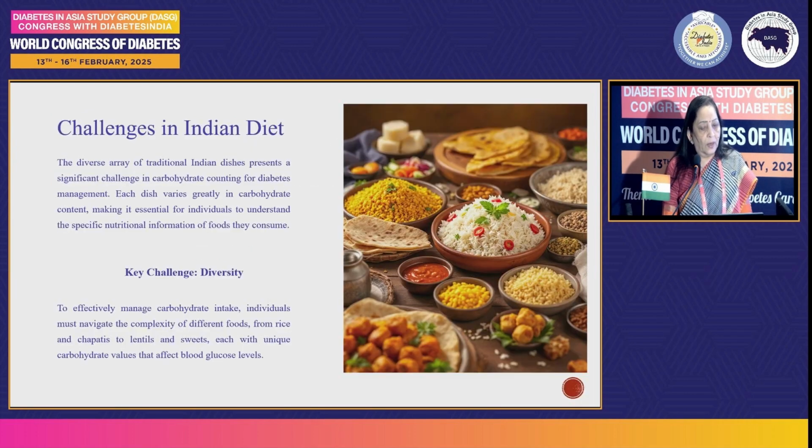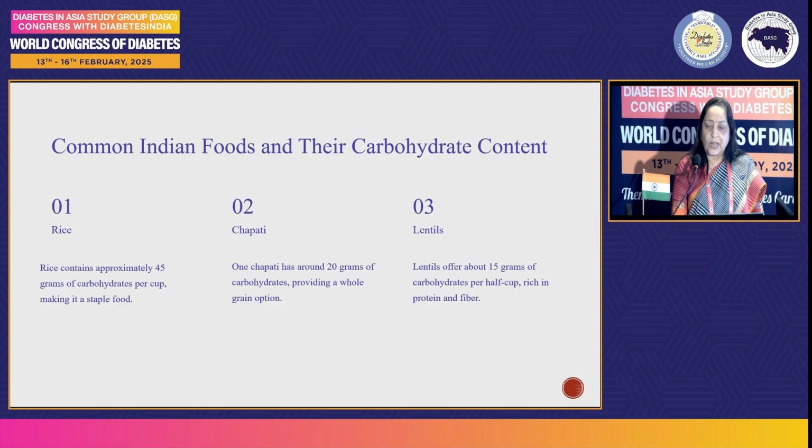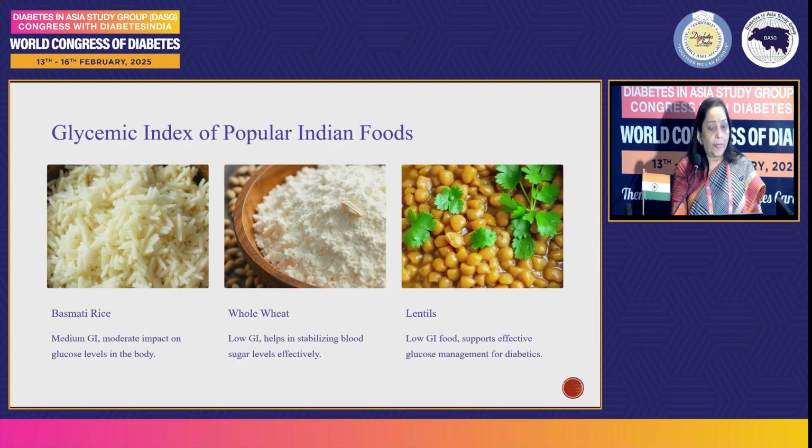Now, as discussed earlier, our diet is full of carbohydrates, fat, and proteins, so it's really challenging to calculate all these things. Commonly for Indian foods, the carbohydrate content is: rice 44 grams, approximately 1 cup; chapati 20 grams; and lentils 15 grams per half cup. These are the different glycemic indexes for popular Indian foods.